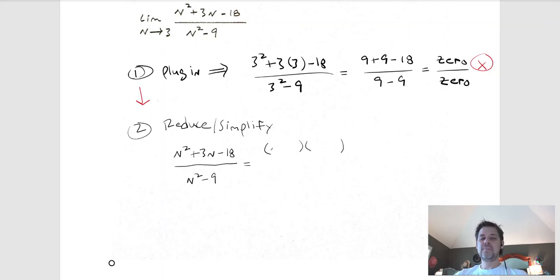How do you factor n squared plus 3n minus 18? That will be n plus 6 and n minus 3. And I can always check that. I can multiply this back out. N squared minus 3n plus 6n, so that's 3n, and minus 18. So that's the right way to factor the top. And then the bottom, factor this as n plus 3, n minus 3.